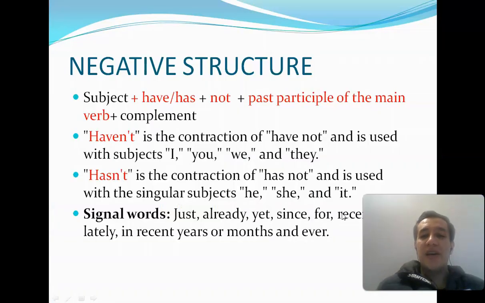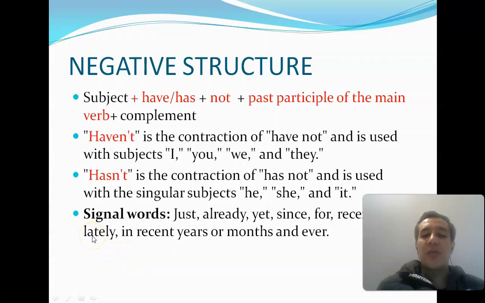Here we can see the negative structure. We have the subject plus have or has plus not plus past participle of the main verb plus complement. Haven't is the contraction of have not and is used with the subjects I, you, we, and they. Hasn't is the contraction of has not and is used with the singular subjects he, she, and it.